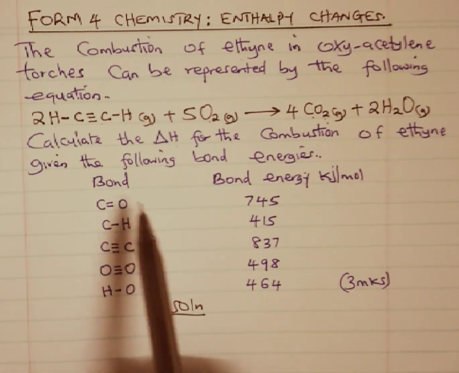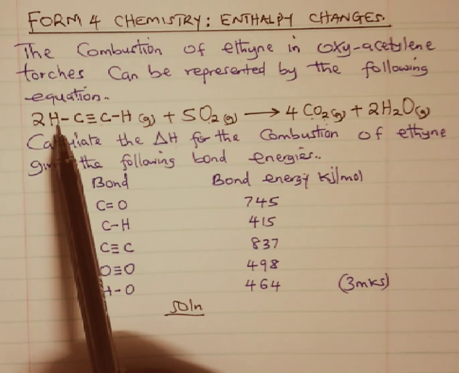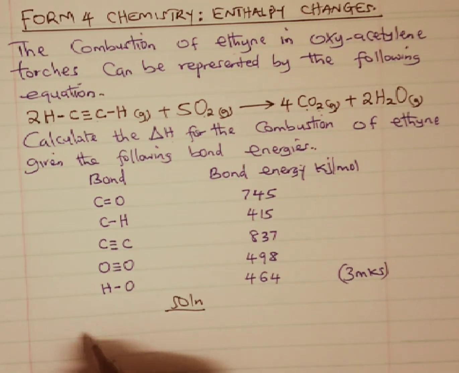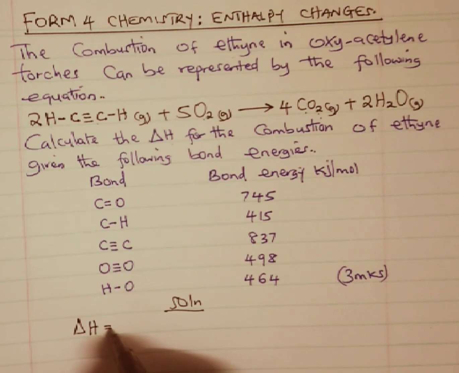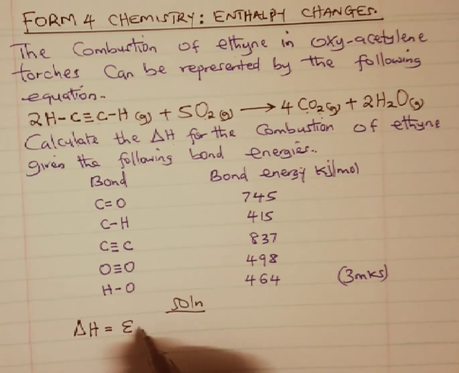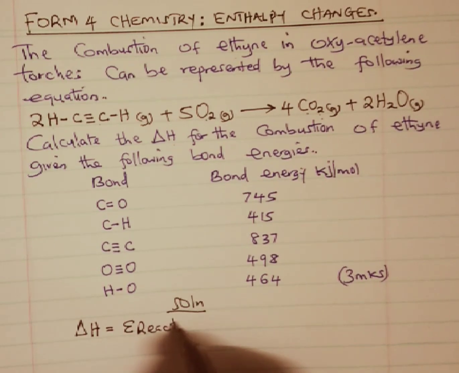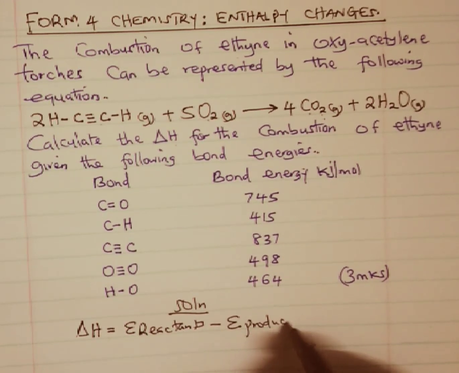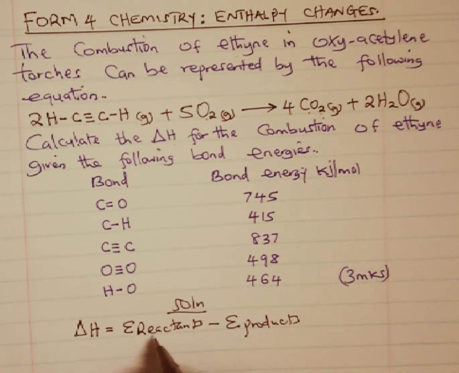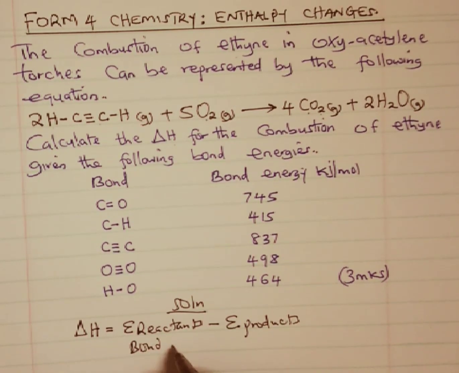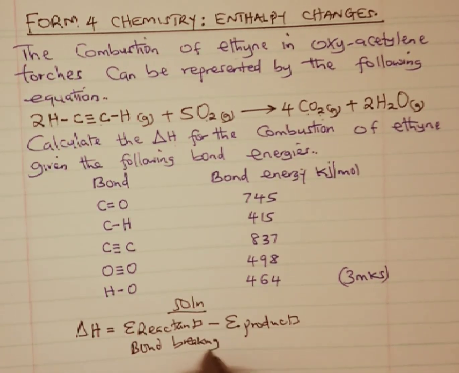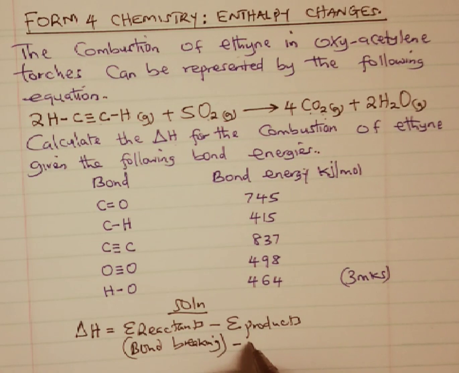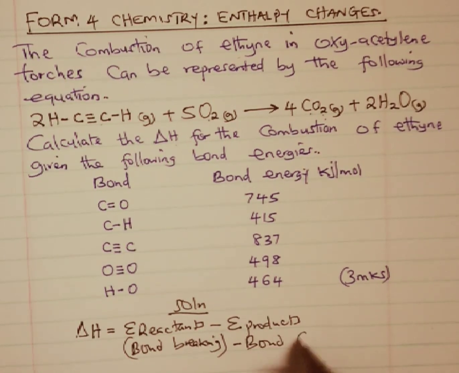First, we need to look at the bonds that were broken. And in this case, to find the heat change, we simply take the summation of the enthalpy of the reactants, minus the summation of the enthalpy of the products. In this case, the reactants represent the bond breaking process, and the summation of the products will represent bond formation.